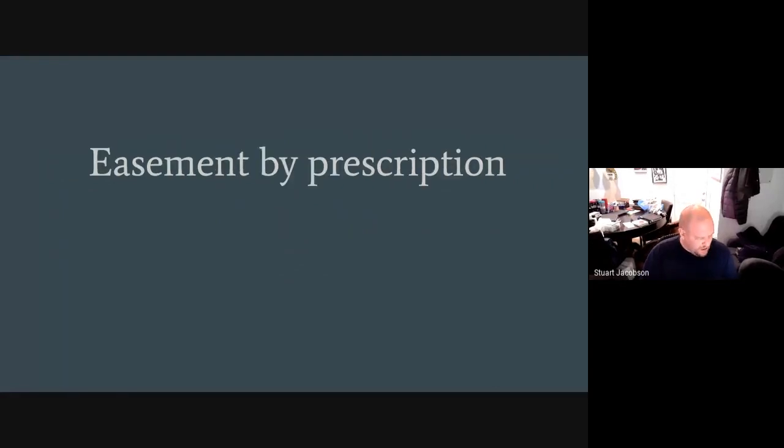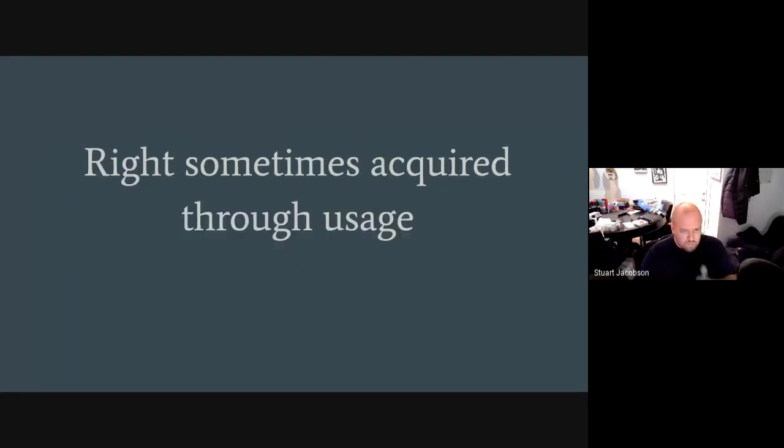Easement by prescription. This is a right sometimes acquired through usage. Let me tighten that one up. It's always acquired through usage, because you have to use that tract in an open and hostile manner for 20 years consecutively, uninterrupted.